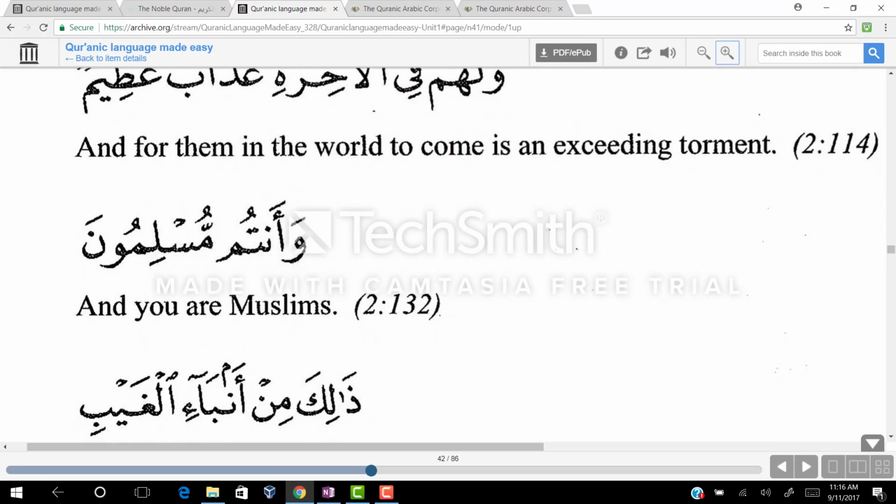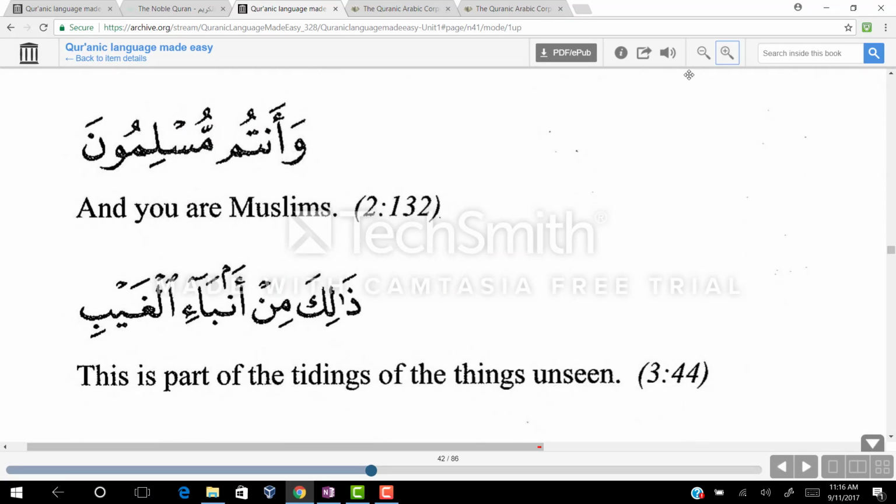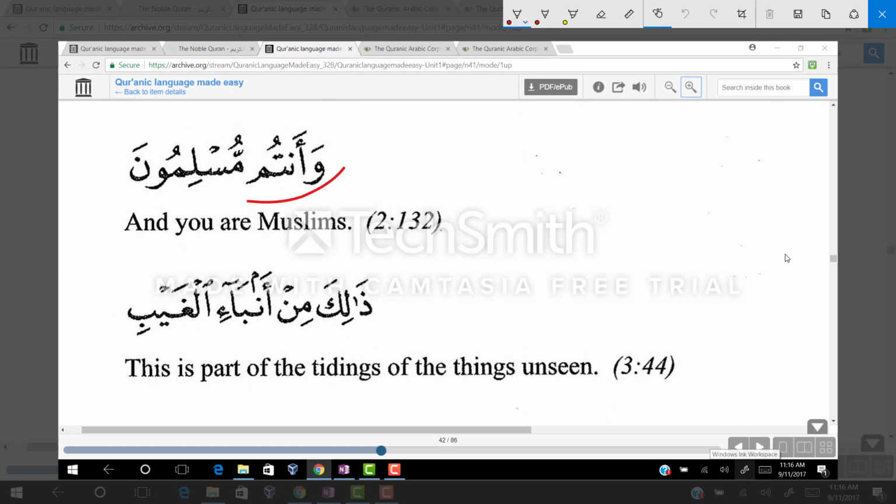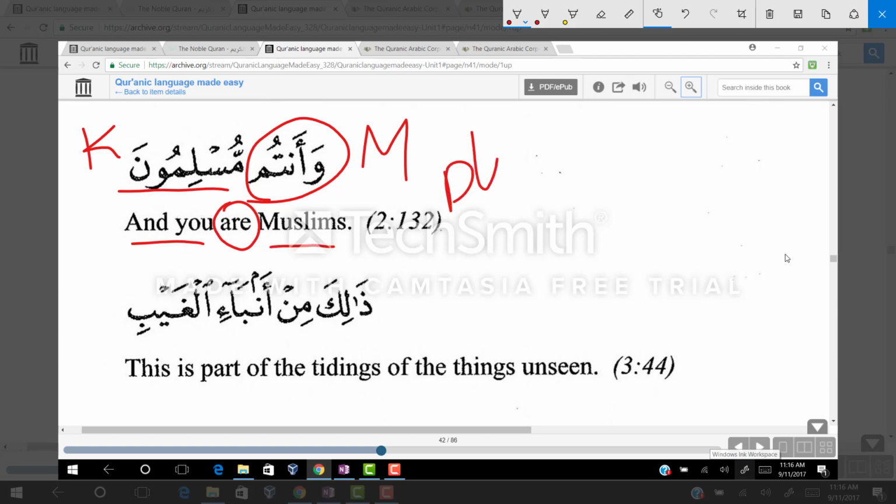Let's take other examples. Wa antum muslimuna. So here, antum is our pronoun, and all the pronouns are marifa nouns, and it is a mubtada here, and you see "are". So whenever you see "is" or "are" in your translation, it is a nominal sentence. Why are we using "are" here? Because muslimuna is the khabar and it is in the plural form.